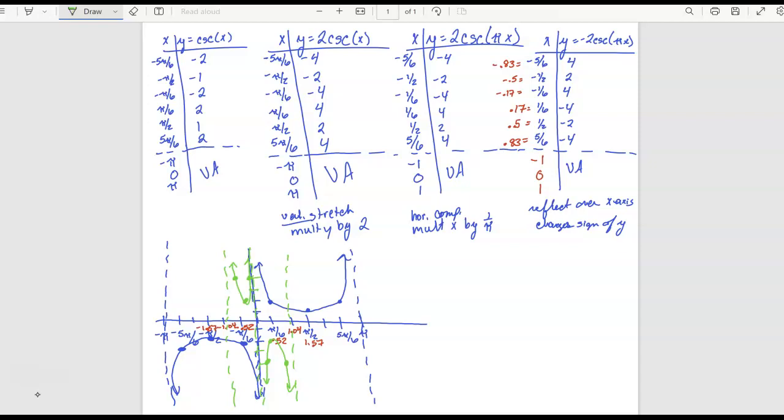But the process is the same for all of them. Find your nice set of points, do left, right, stretches, shrinks, reflections, and then move it up or down. This one did not have an up and down movement, but if it did, we could always put that in.